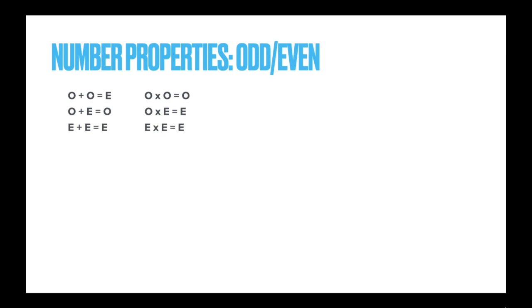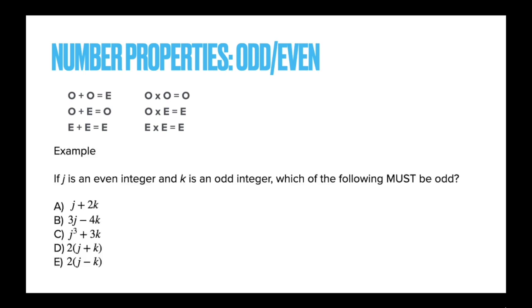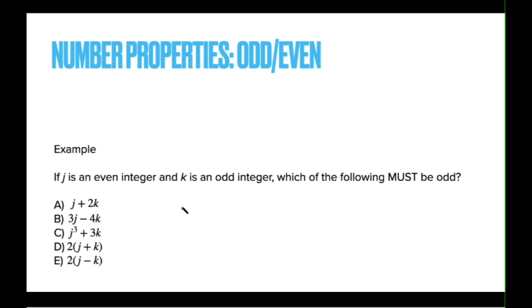Now, you might be saying to yourself, do I need to memorize all of these? And the answer is no, because there are no exceptions to these rules. So if you want to know what an odd plus an odd is, just pick two odd numbers, add them together, and see what you get. And that will always be true. So with that said, let's give this problem a shot. If j is an even integer and k is an odd integer, which of the following must be odd?